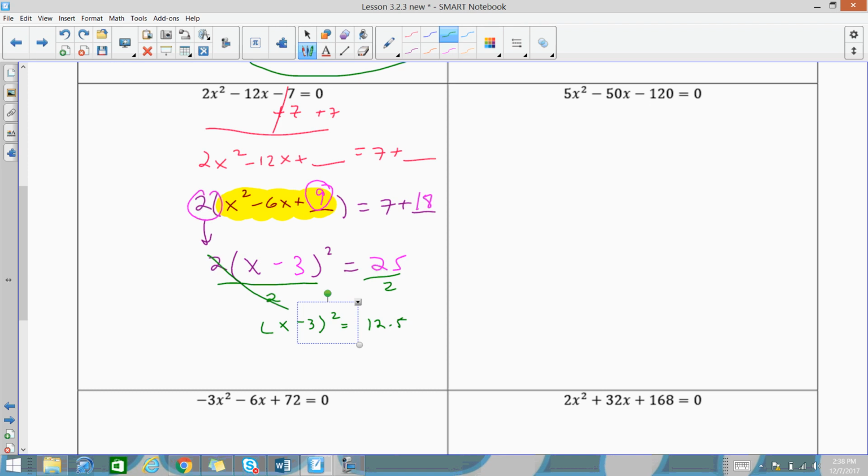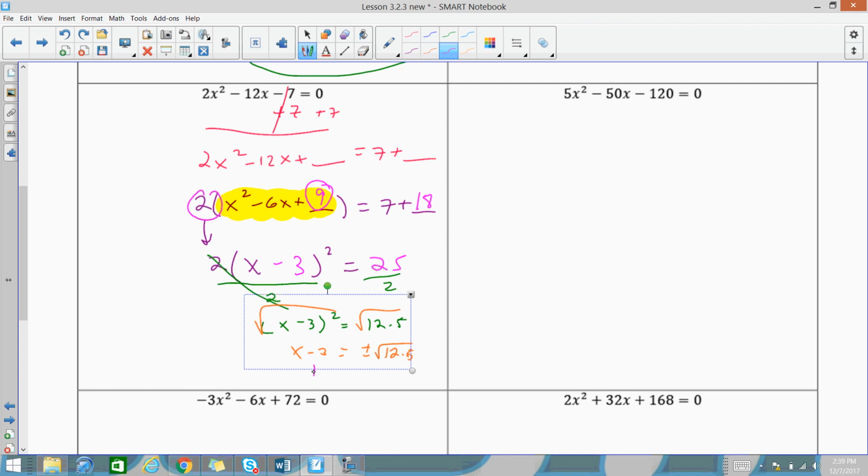So I'm just going to leave it like this. It's going to be totally fine. So now what I'm going to do is take the square root, and you're going to get x minus 3 equals plus or minus the square root of 12.5. 12.5 isn't going to simplify, kids. It's not, and I don't want you to put that in your calculator and give me some funky decimal. Leave it like this. All right.